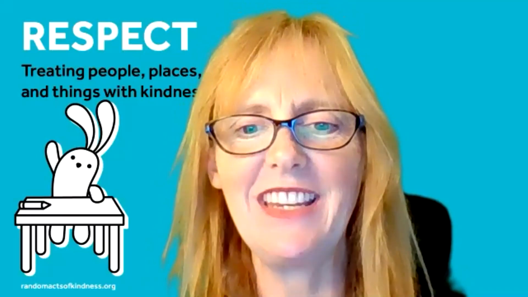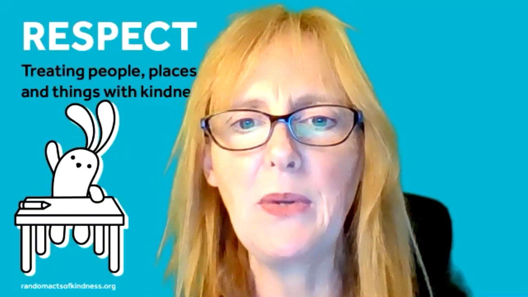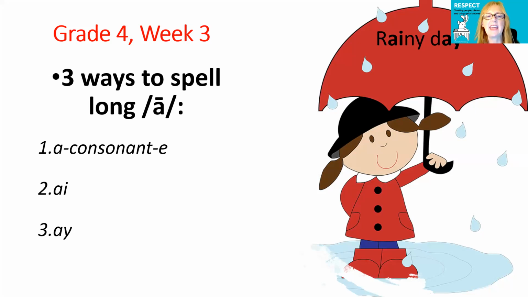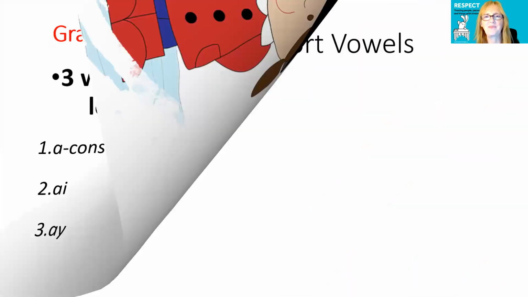Let's go ahead and get started with this PowerPoint I have created for this week. We're going to talk about three of the ways to spell long A. You just never know. The three main ways to spell long A. The first way is A consonant E. The second way is AI. And the third way is AY. If you look over here, you can see this umbrella, rainy day, the AI in the middle of rainy and the AY at the end of day.